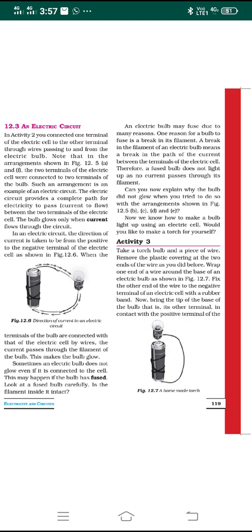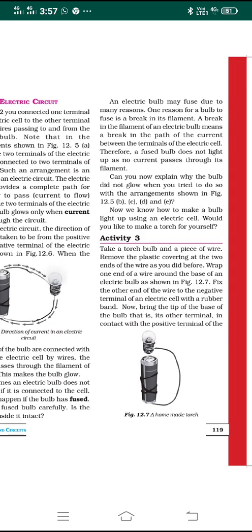So let us go for activity number 3. Take a torch bulb and a piece of wire, and remove the plastic covering from the two ends of the wire, as we have done in the previous experiment. Now wrap one end of the wire around the base of the electric bulb and make it connected.